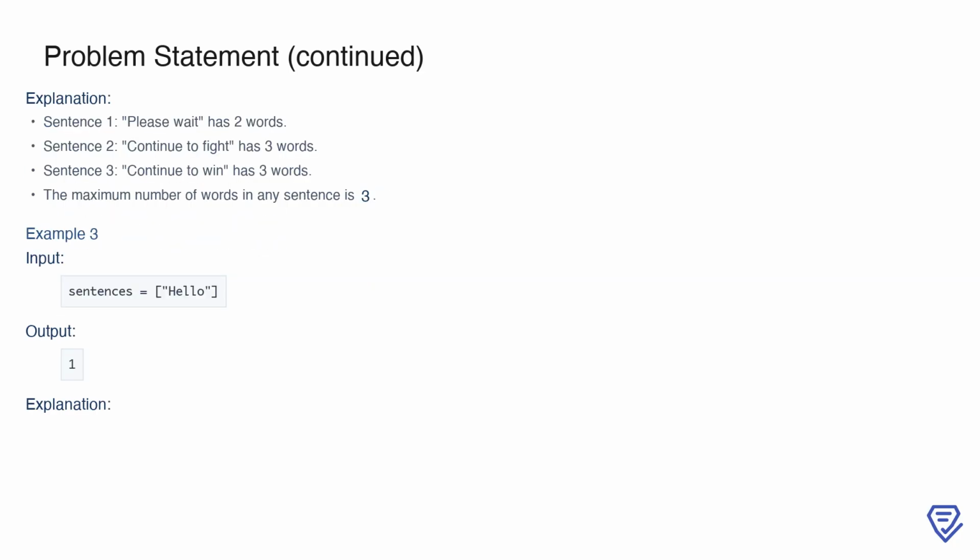Now consider the third example, where the input list contains only one sentence, "hello". This sentence has just a single word, so the maximum number of words in any sentence here is 1, which is also the output. From these examples, you can see that the solution involves counting the words in each sentence and then determining the largest count among them. It's straightforward once you understand how to count words and compare the counts across the sentences.